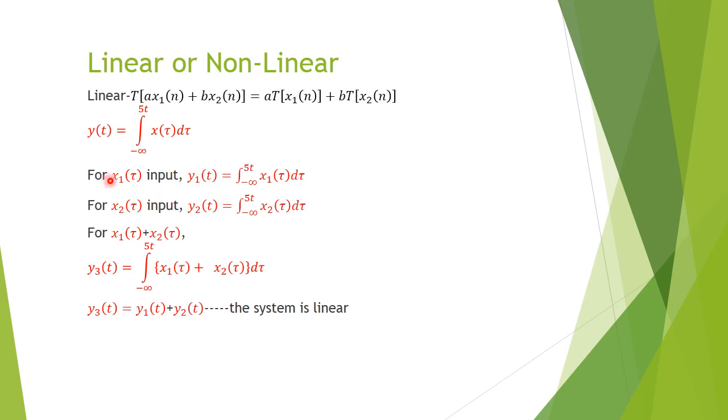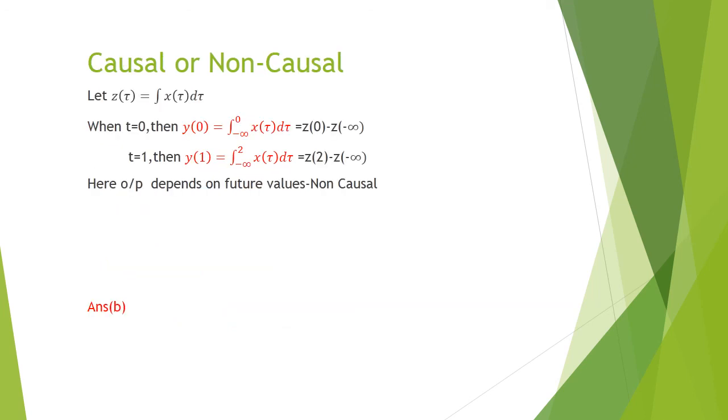Now we have to add x1 of tau plus x2 of tau. So here y3 of t is equal to integral minus infinity to t of x1 of tau plus x2 of tau d tau. Now y3 of t is equivalent to y1 of t plus y2 of t. So we can say the system is a linear system. Next, we have to check whether it is a causal or non-causal system.